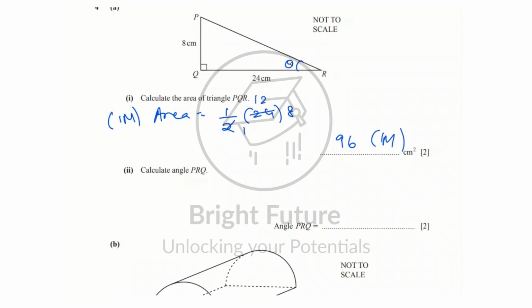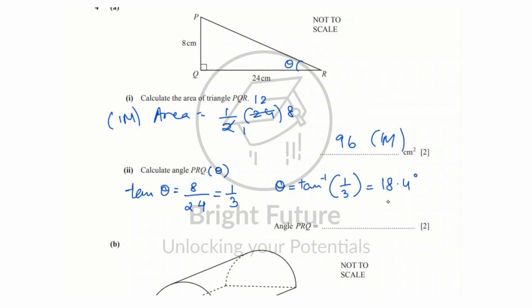PRQ. Let this be theta. Okay, so this angle is theta. We can use tan, opposite upon adjacent. So tan theta is 8 upon 24, which gives me 1 upon 3. So tan inverse of 1 upon 3 is equal to 18.4 degrees. Therefore, the answer is 18.4 degrees. 1 mark is for the formula and 1 mark is for finding out the final answer.